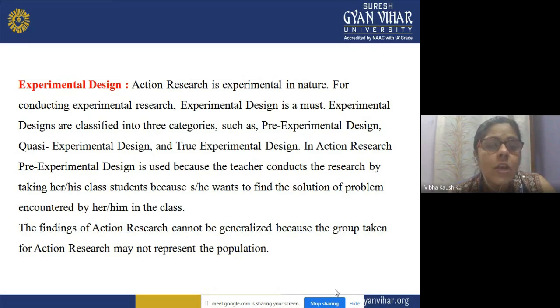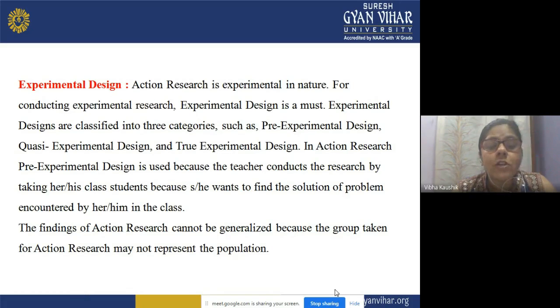In action research, pre-experimental design is used because the teacher conducts the research by taking her class students, as she wants to find out the solution of a problem encountered by her or him in the class. Now, what we are saying is that when we are doing action research, we are using pre-experimental design. Why? Because the teacher wants the solution of a problem which he or she has encountered in the class during the teaching learning process.